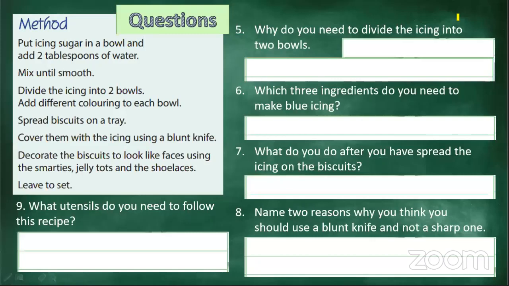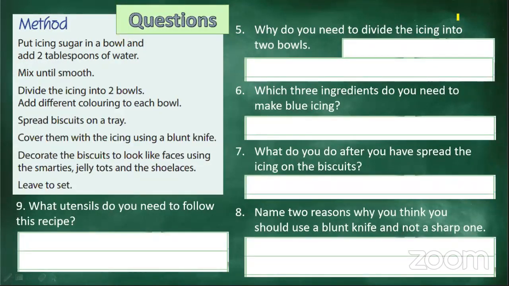Spread biscuits on a tray. Cover them with the icing using a blunt knife. Decorate the biscuits to look like faces using the Smarties, Jelly Tots, and the shoelaces. Leave to set. All right, let's see who can answer these questions.